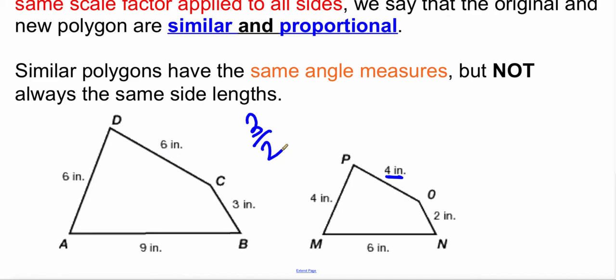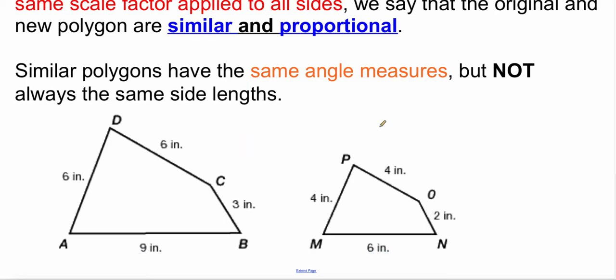Now I look at side CB, that's 3 inches. Side ON is 2 inches. That is once again a scale factor of 3/2 if we're going from the little one to the big one. Now let's look at AB. AB and MN are corresponding sides. I have 9 inches on AB and I have 6 inches on MN. Once again, that is a 3/2 scale factor.